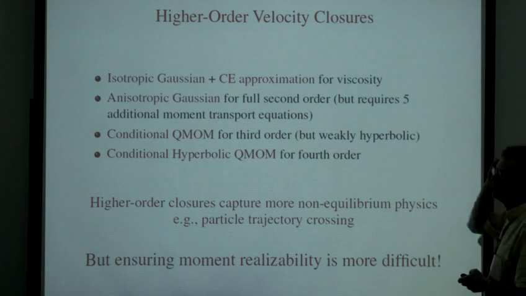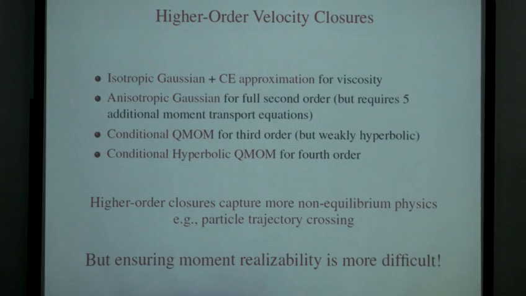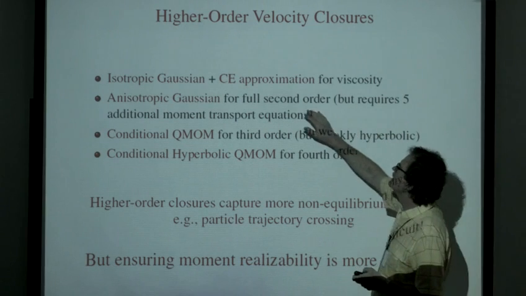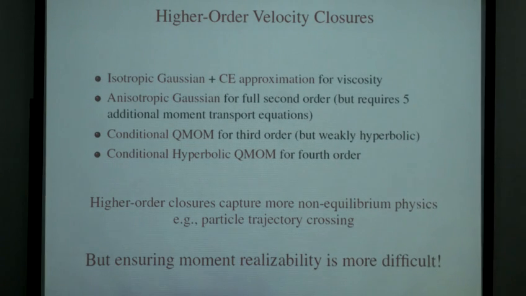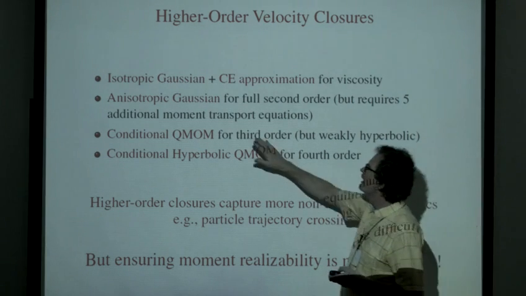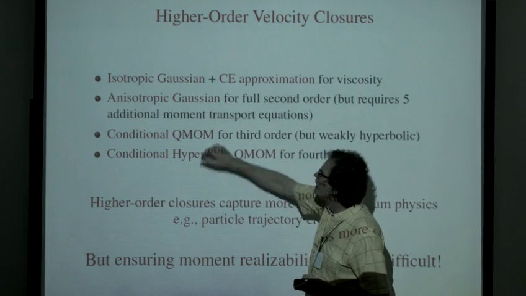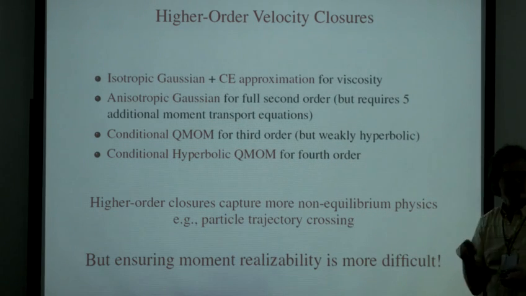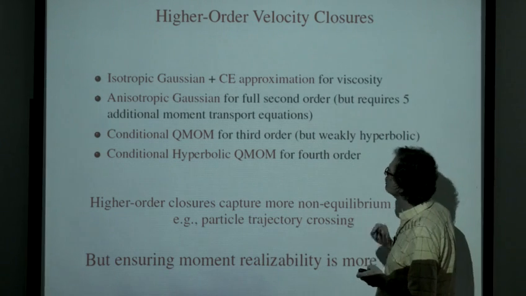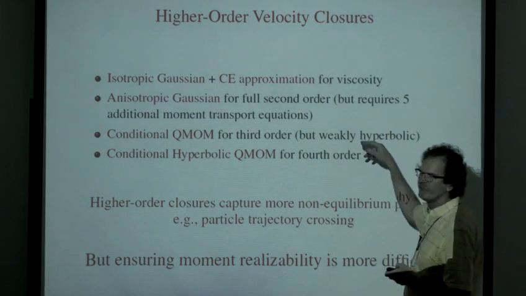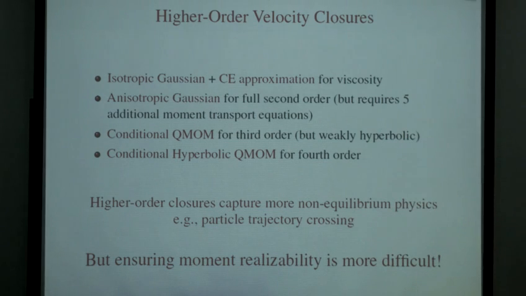Okay, we want to go to higher order. That was just using the trace of the second order moments. That's isotropic. In that case, there's no viscosity, so you have to do Chapman-Enskog to get the viscosity equation, classical. If you wanted to not have to do the Chapman-Enskog at that level, you can do the full second order tensor. So it's six components, full second order. It's called anisotropic Gaussian. You have to add 5 more moment equations. I didn't write them down, but you get them in the same way.